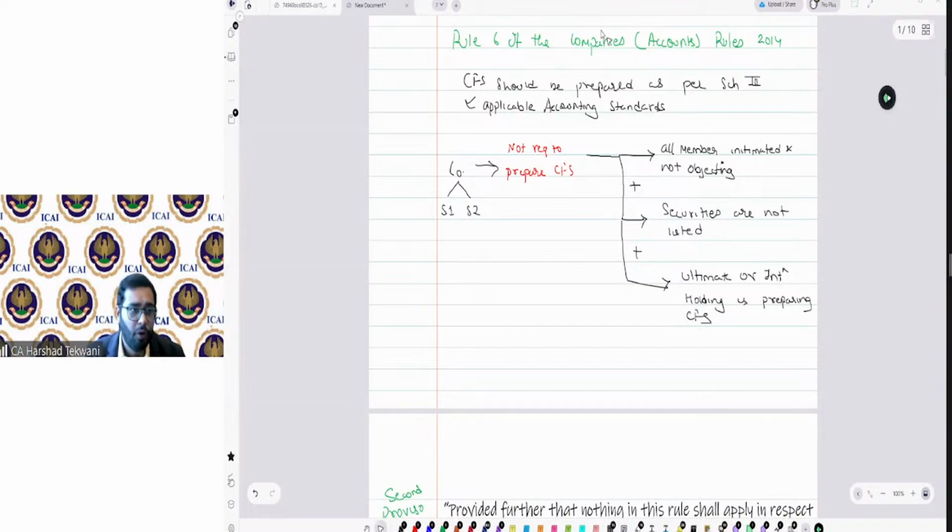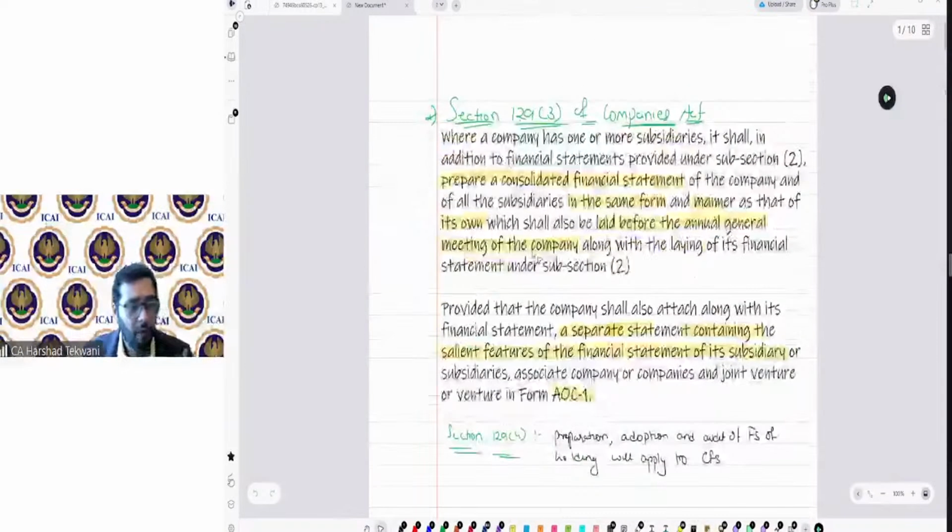Okay. If no further doubt, let's proceed further then. So once we are clear that where we have to prepare consolidated financial statement, and the company does not fall under the case of exemption, then what are the things we need to take care? Okay, we need to understand few things.